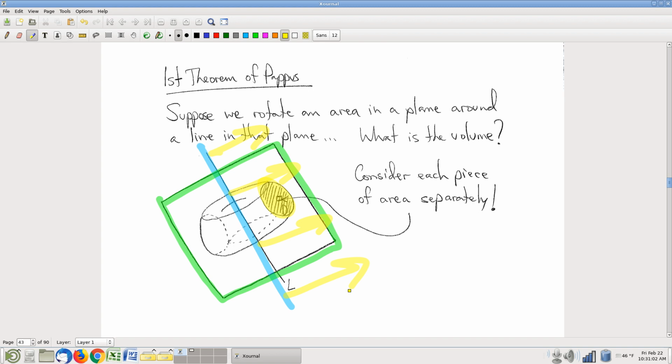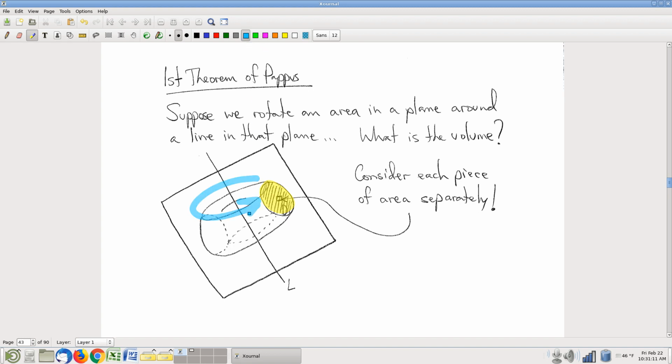The question is, given this scenario, if I were to take this area and rotate that area around that line, thus generating a solid, I'm not going to try to shade it in, but you can see there's a solid there, that kind of donut-like thing that gets made, right? How would you compute that volume, and what does that have to do with the area?